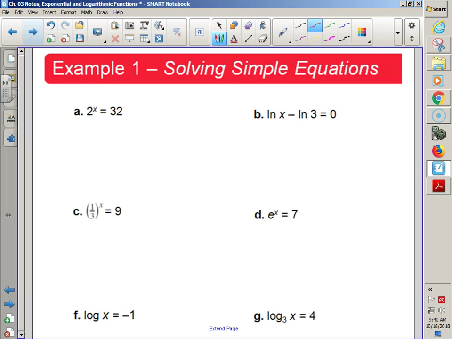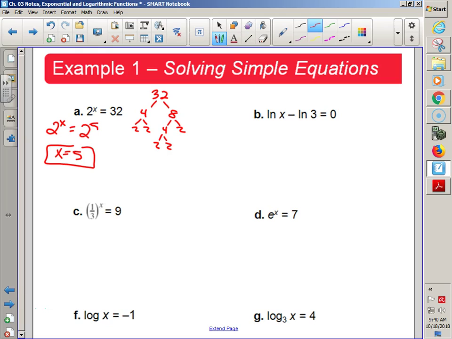What do you guys think? Get rid of the 2 with a log base 2. Let's make the bases match. Anybody breaking down 32 yet? What would be really nice if they were all... Oh! How many 2's are there? Nice. So can't I just say 2 to the x is 2 to the 5th? So therefore, by the one-to-one property, x is 5. If only they were all that easy. That's all right. Some of them are. We can use the one-to-one property. That's cool.